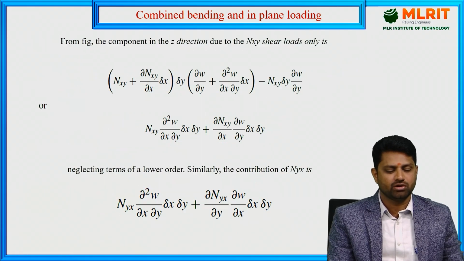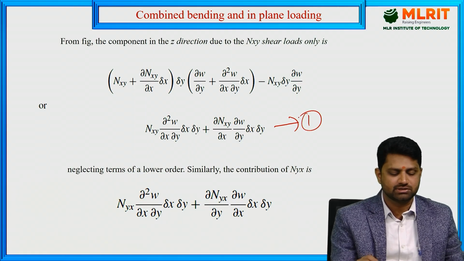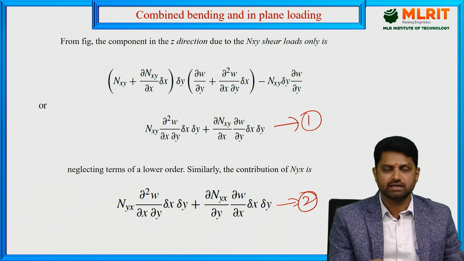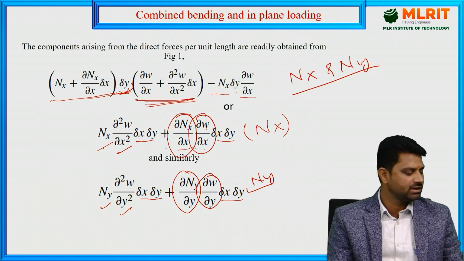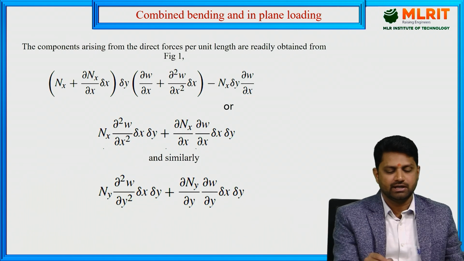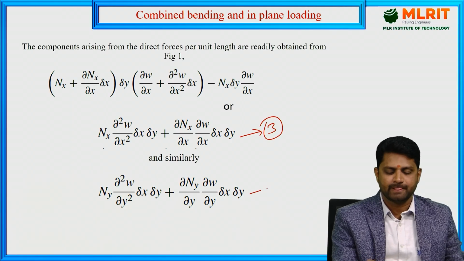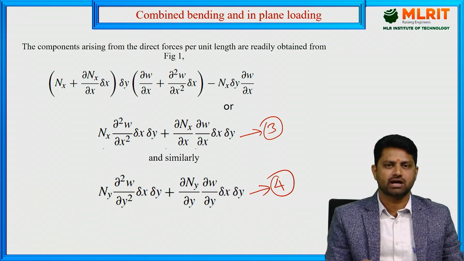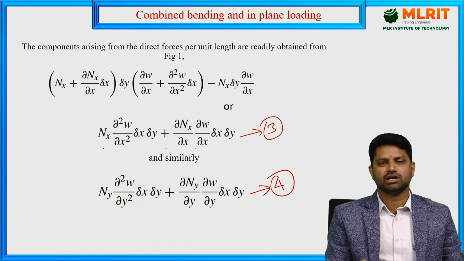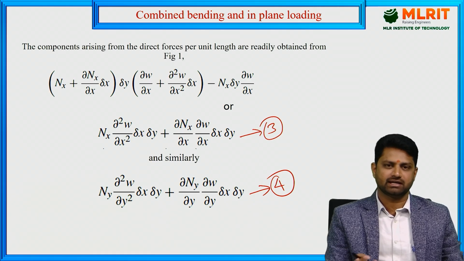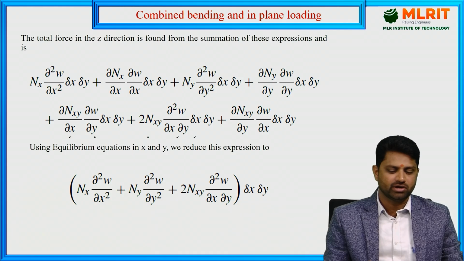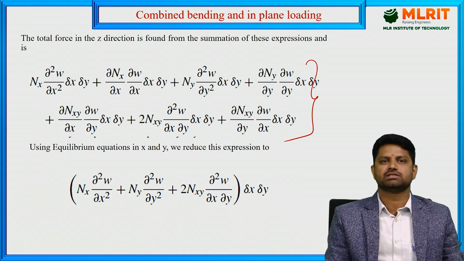Earlier we got the nxy contribution; you can consider this as the first equation, and this is the nyx contribution, the second equation. Then the nx contribution is the third equation and the ny contribution is the fourth equation. Now all these four equations are added together for a plate which is supported by the shear loads, that is nx, ny, nyx and nxy. All these contributions can be written as a single equation when you join all these 1, 2, 3, 4.